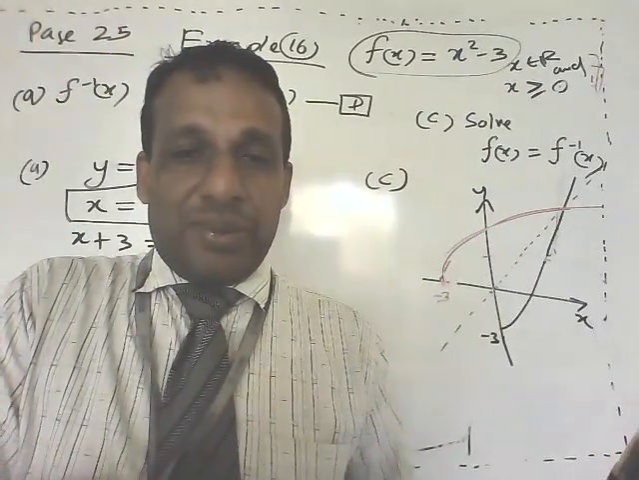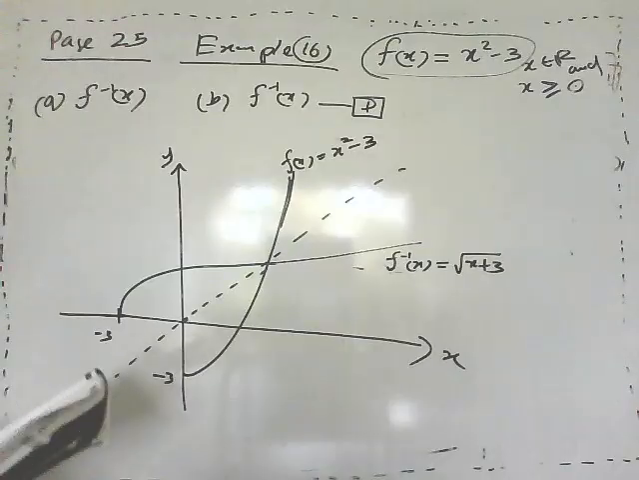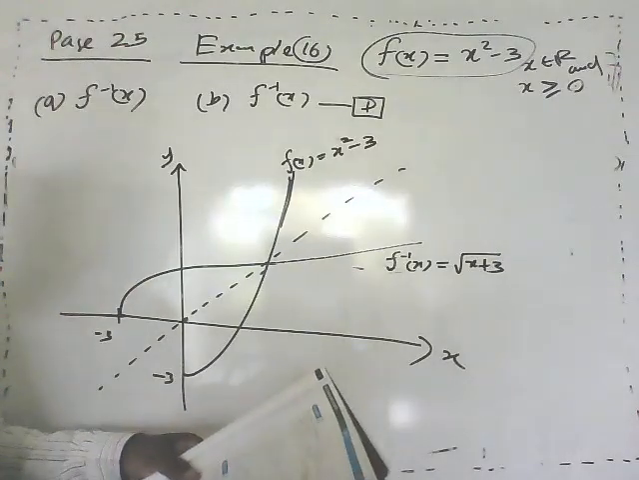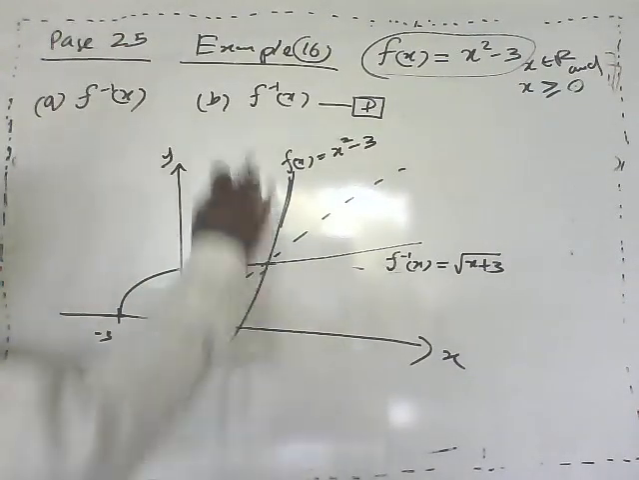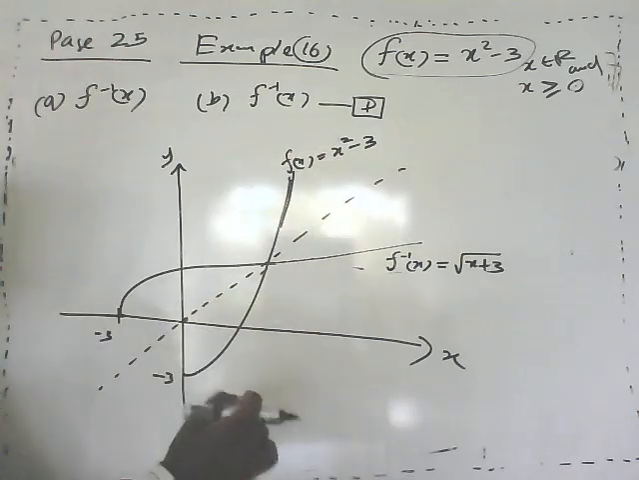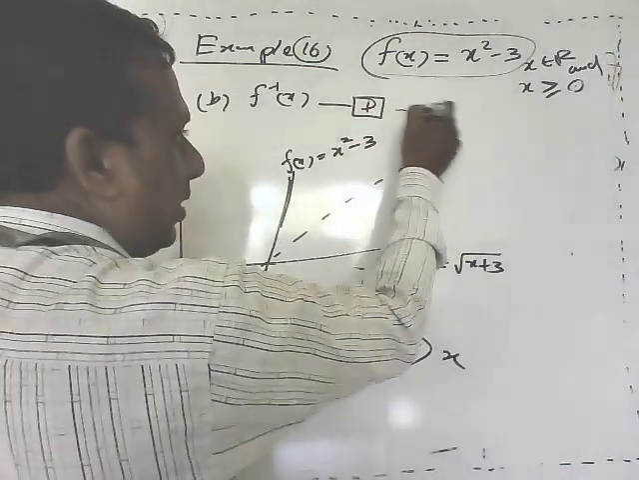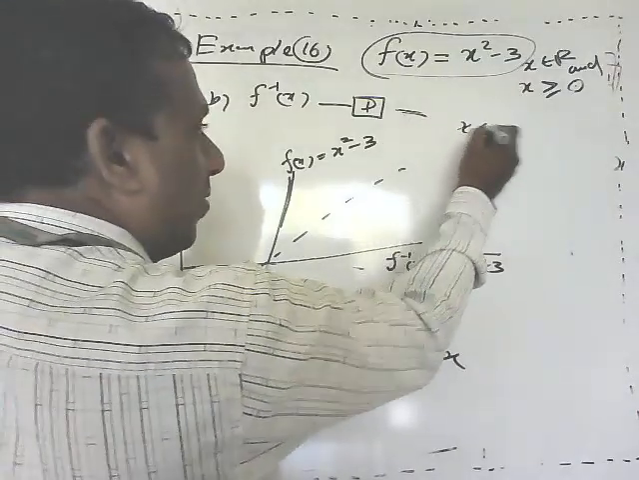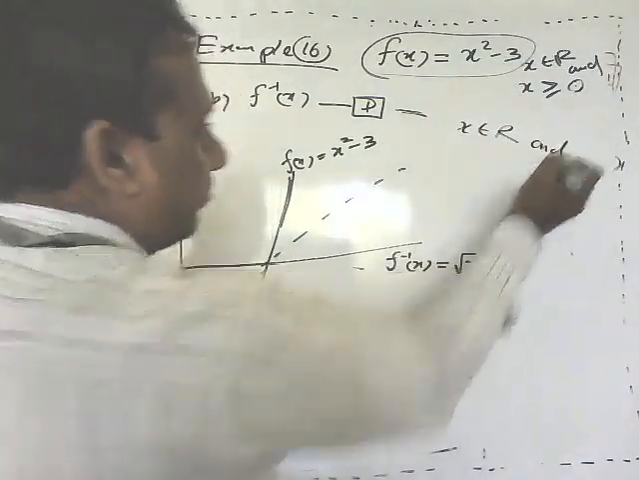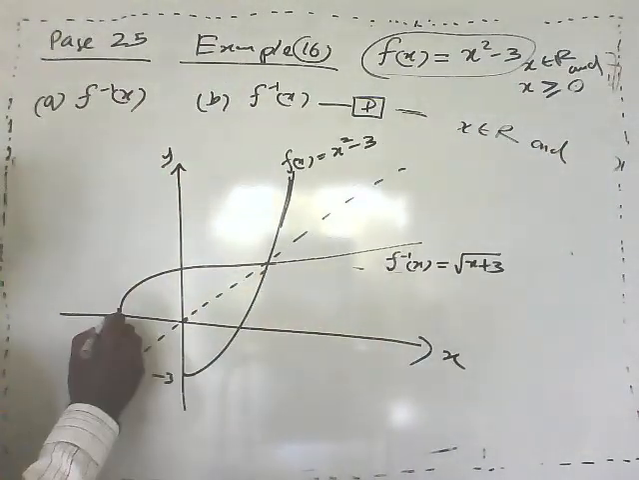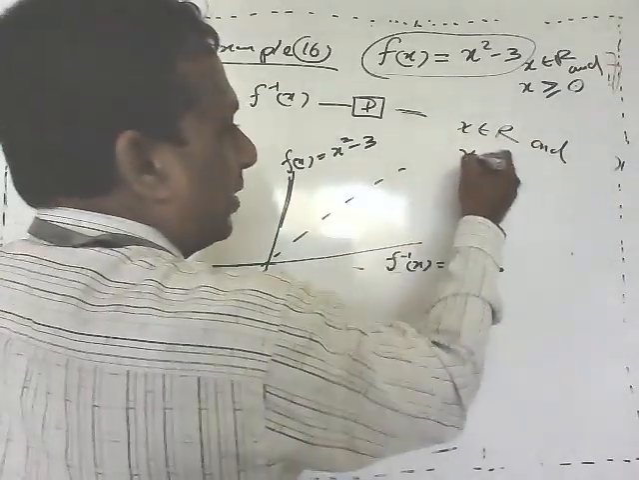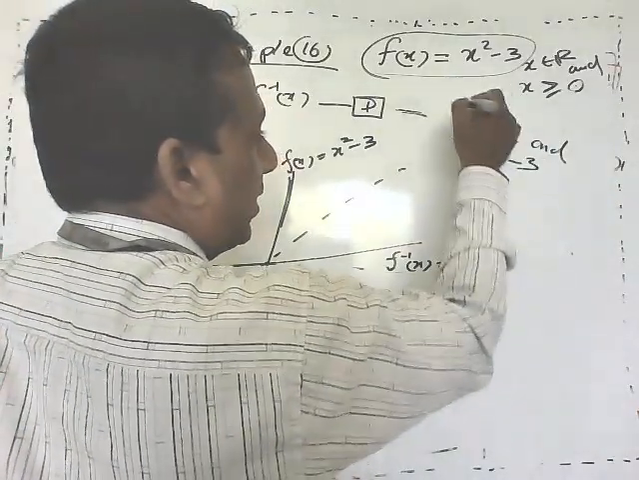So here now the domain of f inverse x, this is our f inverse, x belongs to R and x is greater than or equal to minus 3.